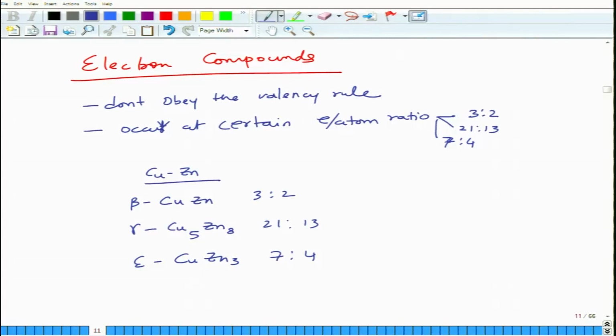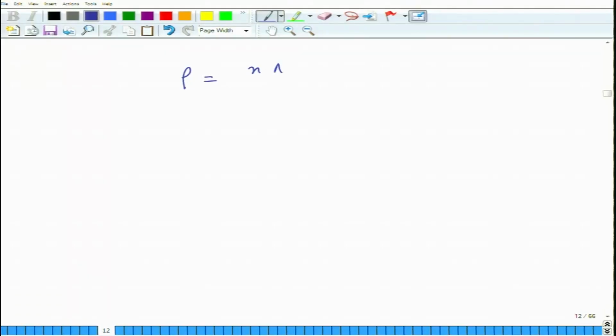So basically what we have looked at is various types of compounds, line compounds, electron compounds, solid solutions, how they follow Hume-Rothery's rules, and why solid solutions form, and what the guidelines are. Finally, if you want to calculate the theoretical density of a material, it is given as nA divided by VcNA, where n is the number of atoms per unit cell, A is the atomic weight, Vc is the volume of the unit cell, and NA is the Avogadro number. By this you can determine the density of metals.